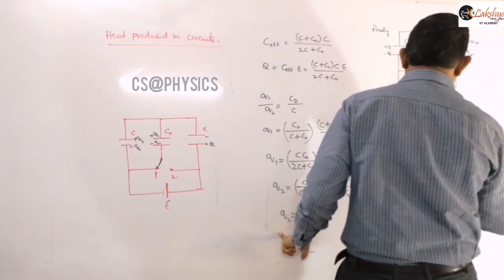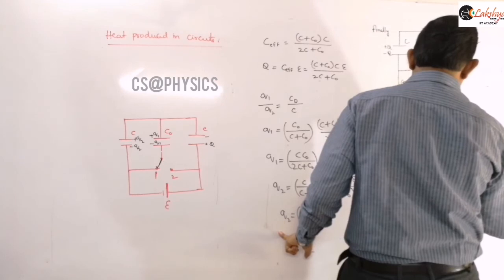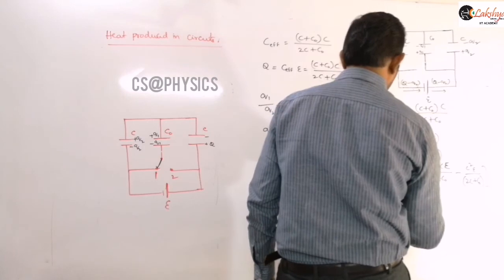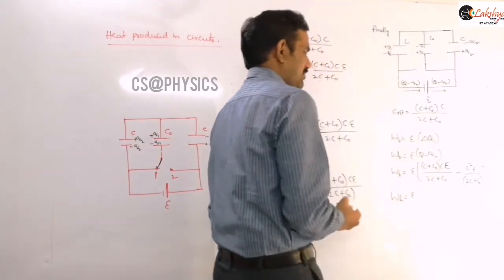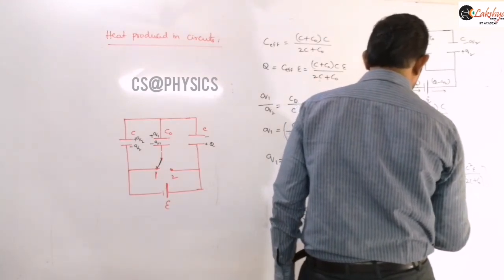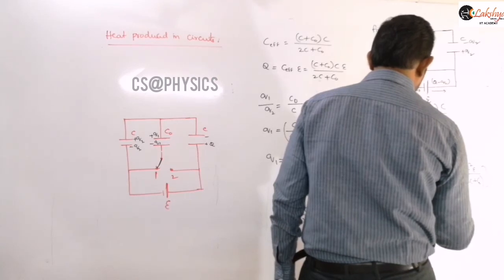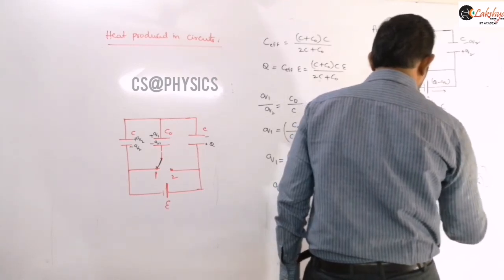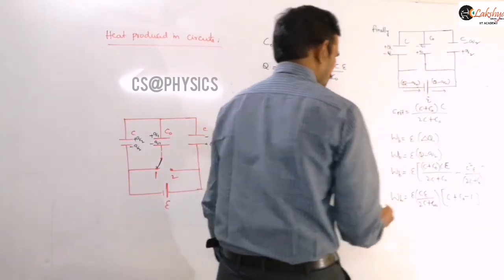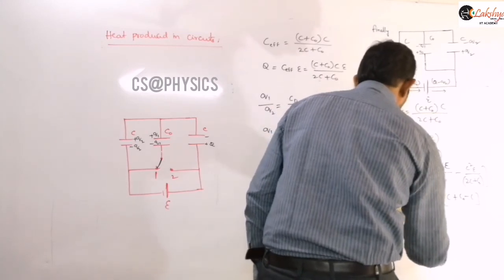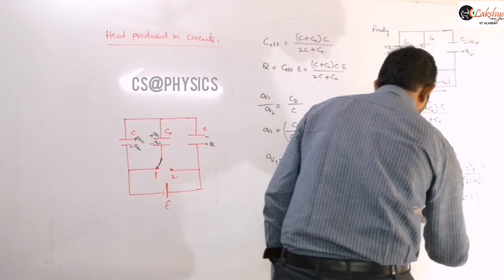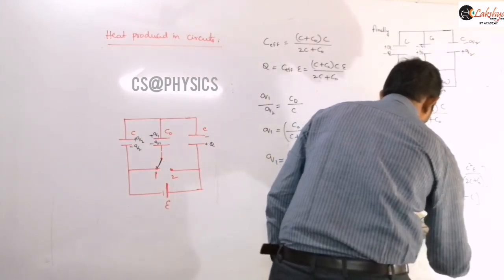So C square into E by 2C plus C naught. You can simplify this expression. Taking CE by 2C plus C naught common here, the remaining terms will be C plus C naught and minus C. So the C plus C naught term will be cancelled. Therefore this work done will be equal to C into C naught into E square by 2C plus C naught.